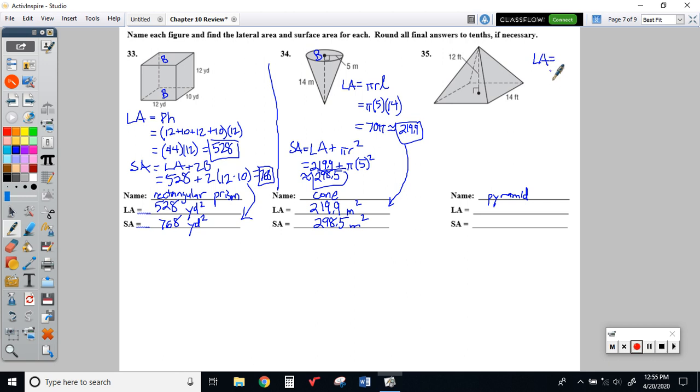This right here is a pyramid, and we're looking at lateral area. And if you're just using L instead of LA, that is fine, nothing wrong with that. If that's 12 and it's 14 from there to there, that would make this 7, and we're going to be needing this slant height eventually on this.